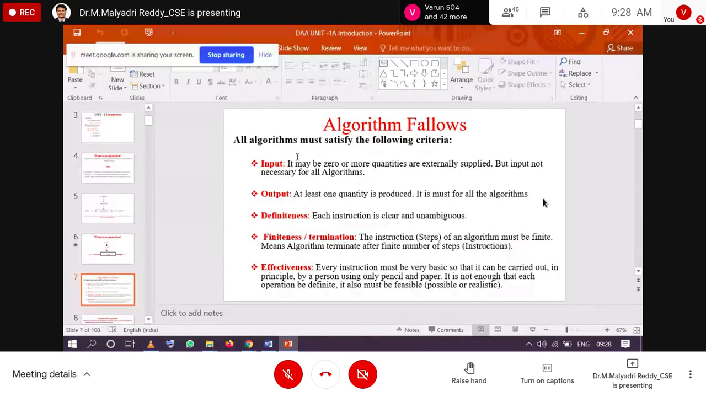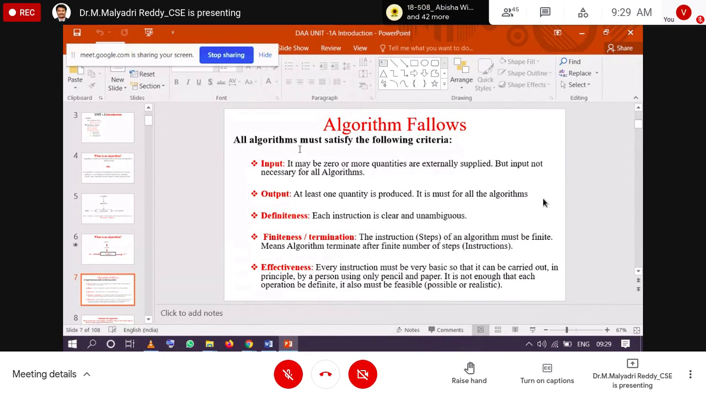These are the different criteria. One is the input. Zero or more inputs we have to give to the algorithm. Sometimes it does not require any input, sometimes it requires some inputs. One is output. That means it provides at least one output, because we develop any algorithm for specific outputs only. Definiteness: my algorithm must be clear and unambiguous. That means even non-technical people can understand without confusing statements.